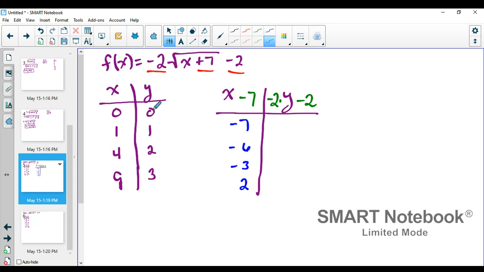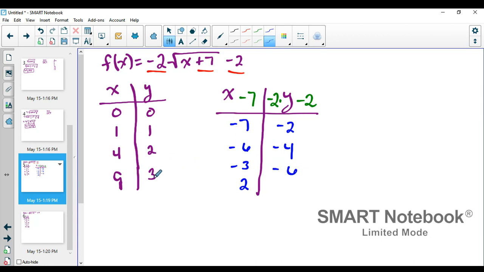All right, now to get the new y values, you're going to take the y values over here in purple and plug them into this y and get your new value. So negative 2 times 0 is 0, and then 0 minus 2 is negative 2. Negative 2 times 1 is negative 2, and then negative 2 minus 2 is negative 4. Negative 2 times 2 is negative 4, minus 2 is negative 6.